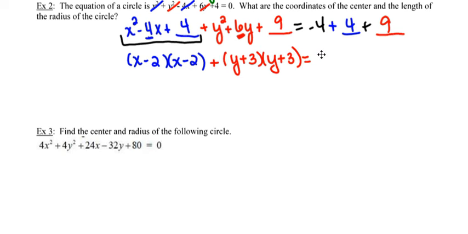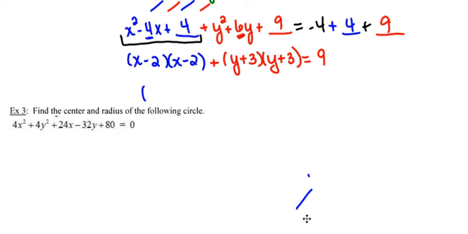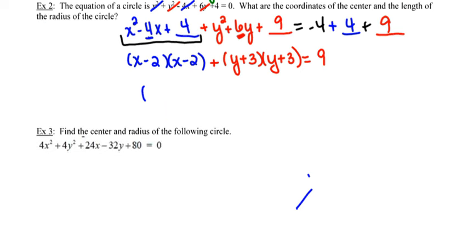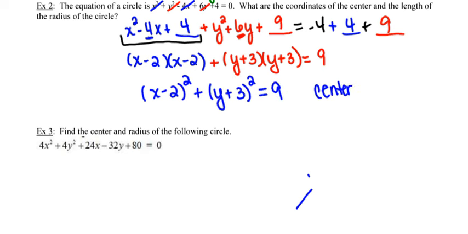And on the right side, I'm going to end up with 9, which means my equation here is x minus 2 quantity squared plus y plus 3 quantity squared equals 9. So the coordinates of our center here are 2, negative 3. Remember that the square of the radius is 9, making the length of the radius 3.